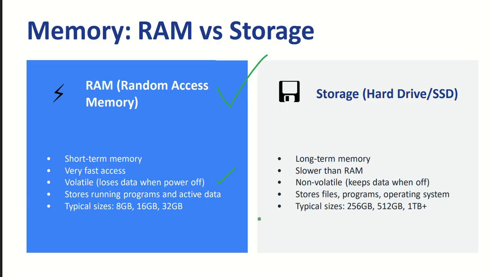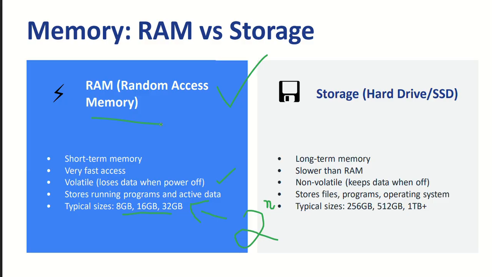Their sizes are in powers of 2. They cannot be 3 GB, they cannot be 5 GB. They can be in the form of 2 to the power n. They can be 2 GB, 4 GB, 8, 16, and 32, and so on. Now, what does volatile mean? Volatile means that whenever you switch off your computer, the data stored in this RAM is lost.